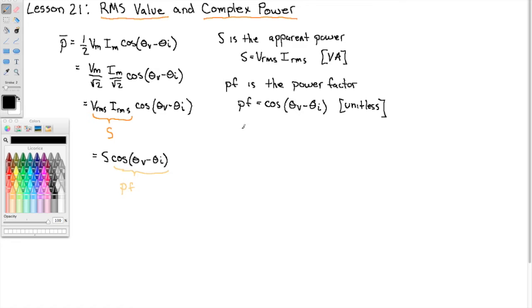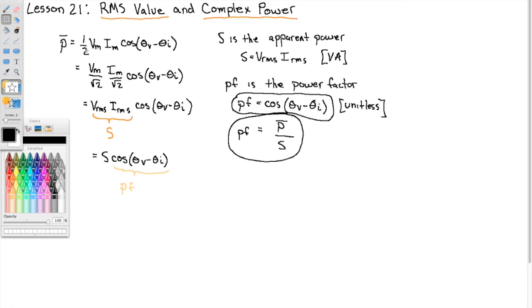And PF, the power factor, is also, notice, if I divide by S, the average power divided by the apparent power. So that'll be important in just a little bit. Some good stuff here. Let's look at an example now. Okay, I guess I'll squeeze in the example at the bottom.